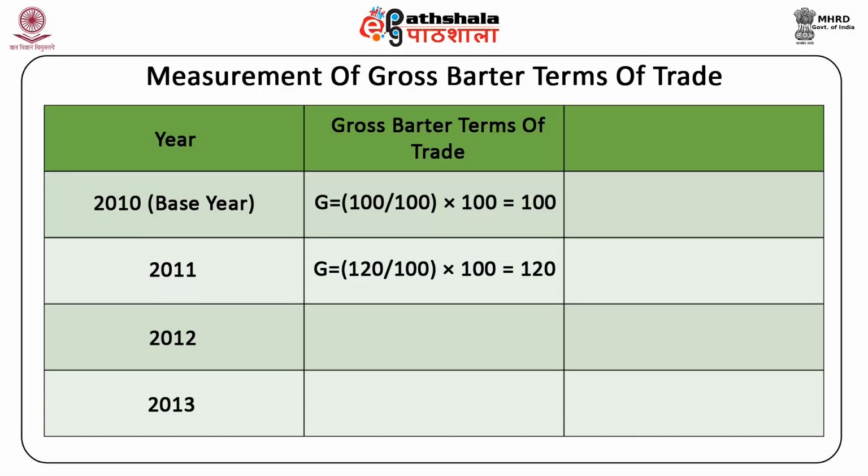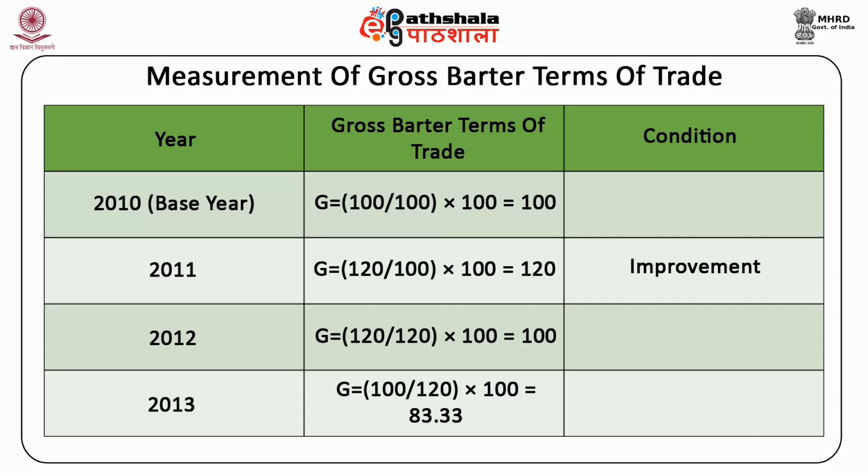This means that in 2011 we export the same quantity as in 2010, but we import more in 2011 than in 2010. In other words, the purchasing power of exports has gone up in 2011 as compared to the base year 2010. Similar calculations are done for the years 2012 and 2013.